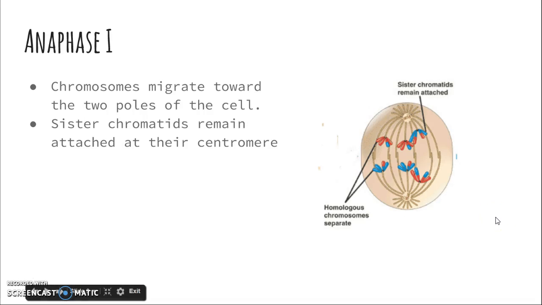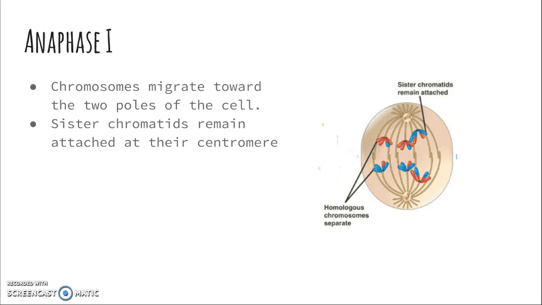In anaphase 1, we are splitting, but the sister chromatids are going to remain intact and they're going to remain attached to their centromere. We're not pulling them apart just yet. We're going to wait until meiosis 2 to actually pull them apart.